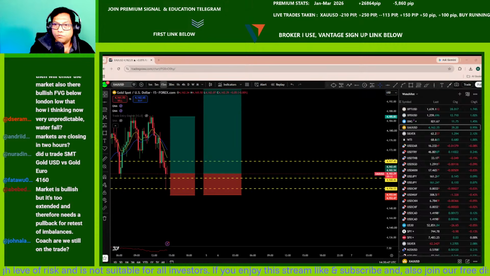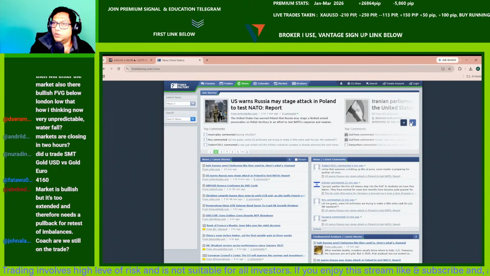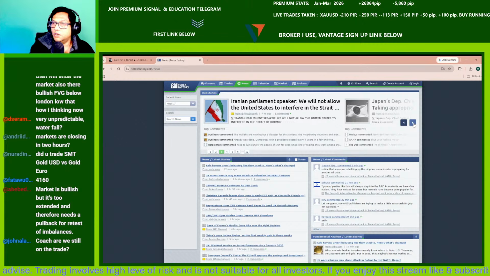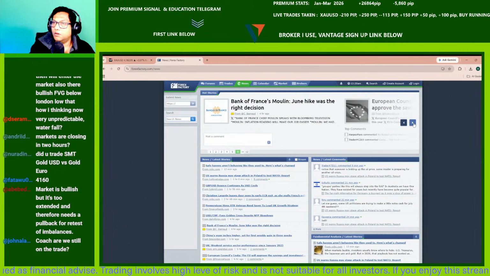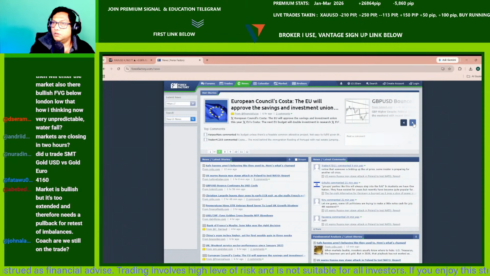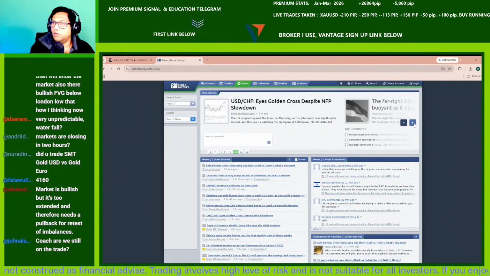So I think there is some news that we can look at for the current movement. The dollar slips 0.3% against the yen, with USD/JPY trading at 160.57. US on Russia, staged attack in Poland to test NATO, reports. Iranian parliament speaker: we will not allow the United States to enter the Strait of Hormuz. Some of the, if you look at that, Francis Maulin, jobless seekers giving up. Okay.